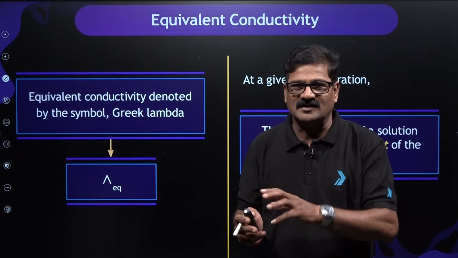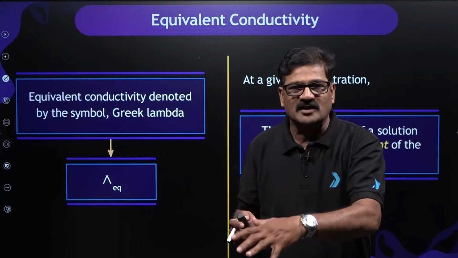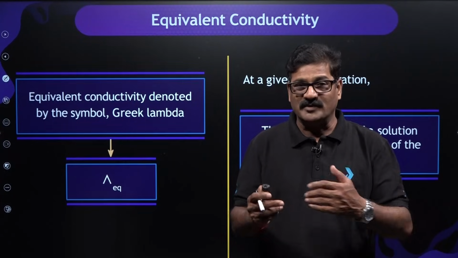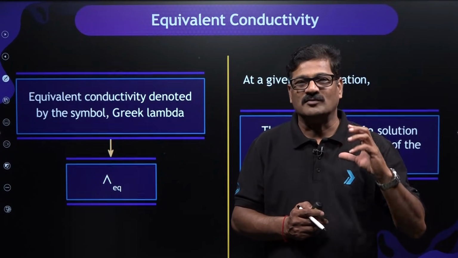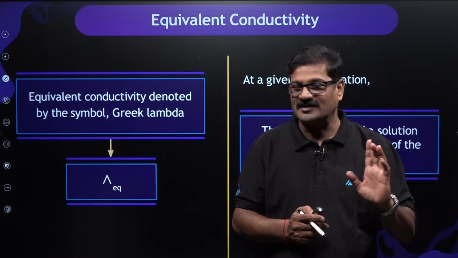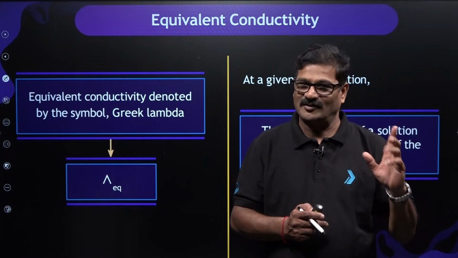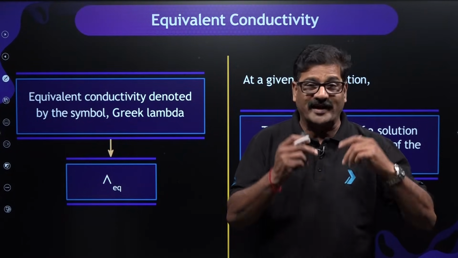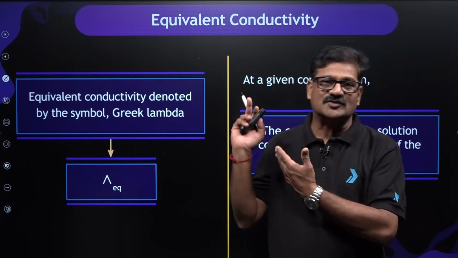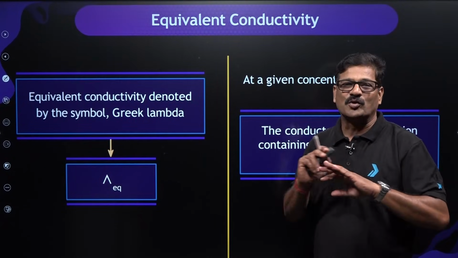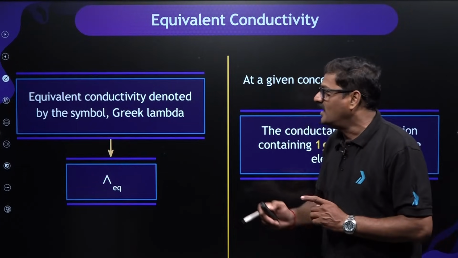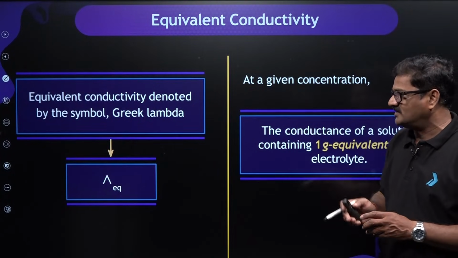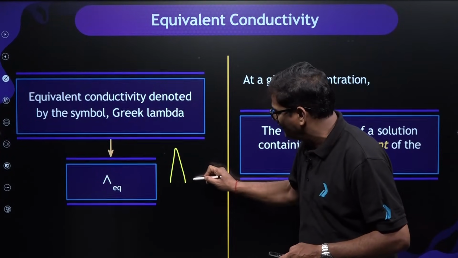Specific conductance is offered by 1 centimeter cube of electrolyte. Coming to the molar conductivity, it is offered by 1 mole per liter, when the molarity is 1. So instead of molarity, if you take normality, that is going to be equivalent conductivity. I don't want to give a prolonged explanation for this. It is pretty simple, and equivalent conductivity is denoted by the symbol lambda EQ.